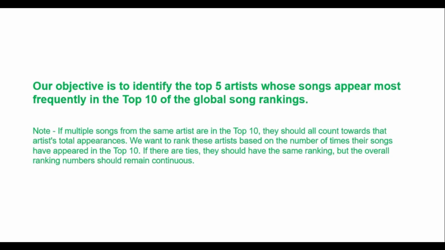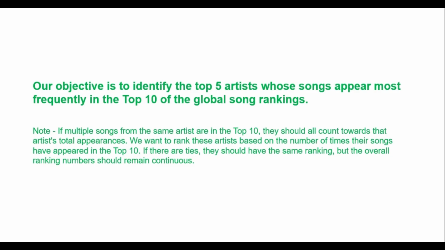Also, we want to rank these artists based on the number of times their songs have appeared in the top 10. And if there are ties, they should have the same ranking, but the overall ranking numbers should remain continuous. That means if two or more artists have the same number of appearances, they should be assigned the same ranking, but the ranking numbers must remain continuous. For example, ranking 1, then ranking 2, 2, 2, and then the ranking should continue with 3 and so on.